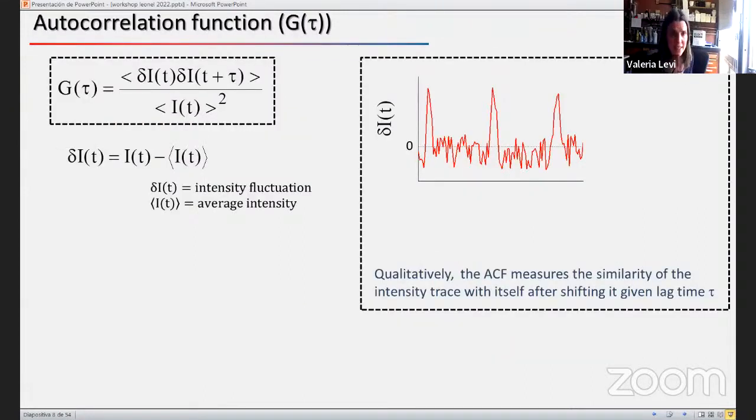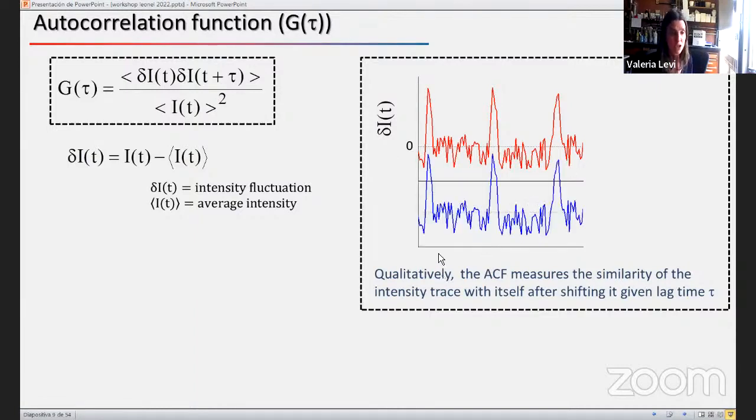How do you extract the information regarding the fluctuation? Well, Enrico also showed you that you can do that through the autocorrelation function. This is the intensity fluctuation at time t. This is the intensity fluctuation at time t plus a lag period of time tau, and you do this calculation. Essentially, or qualitatively, what you do is the following. You have here the fluctuation intensity trace for short tau periods. What you do is multiply the red one with the blue one. The blue one is exactly the same as the red one.